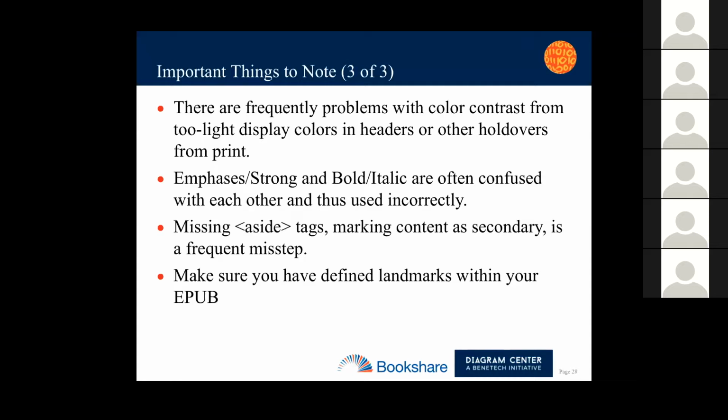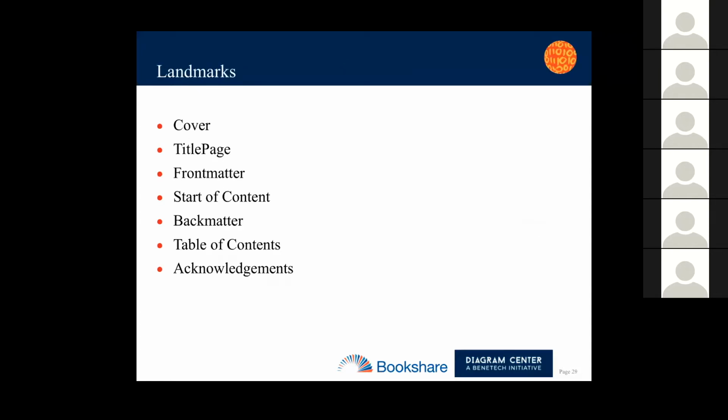Missing aside tags, secondary content often are not provided. And make sure you have all of your defined landmarks within your EPUB. And speaking of landmarks, these are some of the more common ones. There's a lot more. But yeah, cover, title page, front matter, start of content, that might be your chapter 1 or introduction. Back matter, table of contents, and acknowledgements.